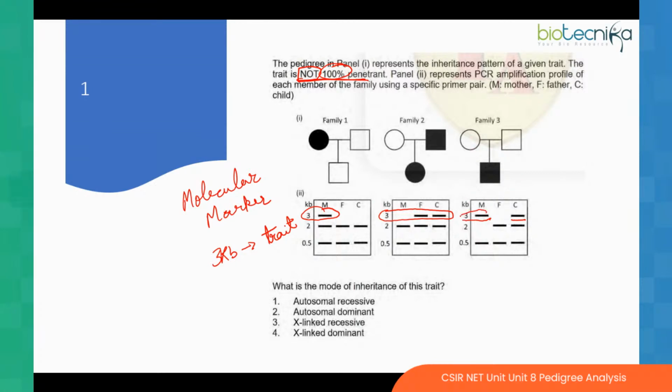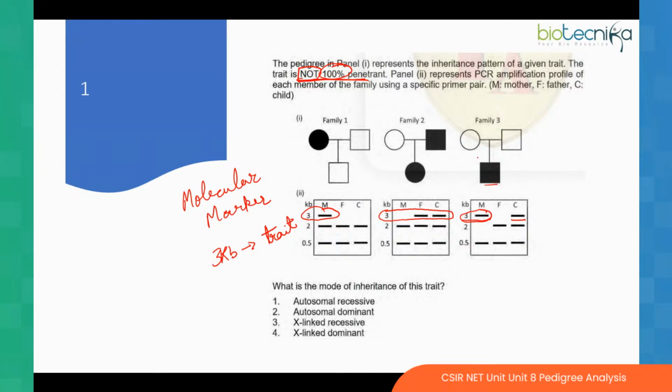Okay, but what it means is that the mother has the 3 kb band, which means she has the mutant allele, but the phenotype of the trait is not produced, because the trait is not 100% penetrant. Okay, that might be the explanation. So the mother has it.